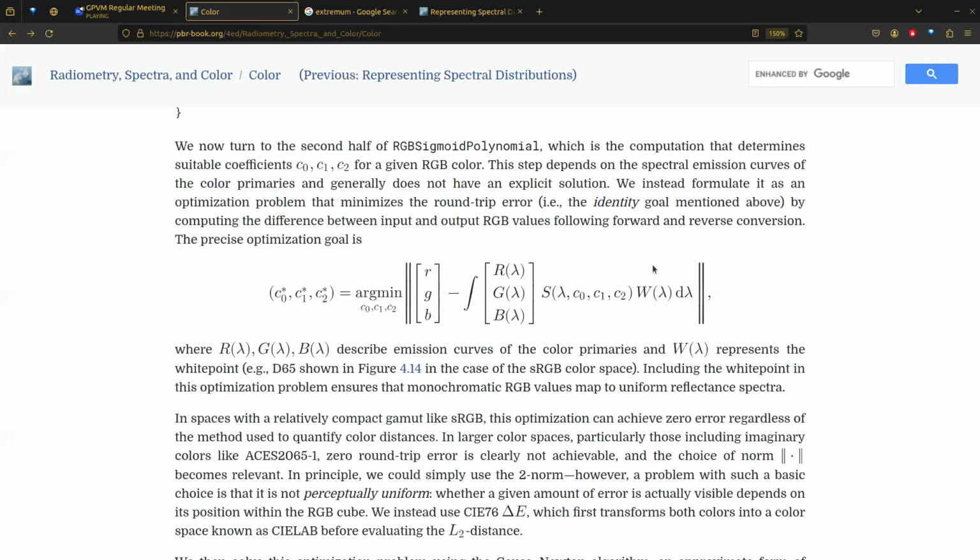But yeah, basically just minimizing the error when you convert and convert back. You want similar values. So the RGB functions of wavelength describe the emission curves of the color primaries, and W of lambda represents the white point, and S of lambda, with C0, C1, C2, is the spectral distribution. Including the white point in the optimization problem ensures that the monochromatic RGB values map to uniform reflecting spectra.